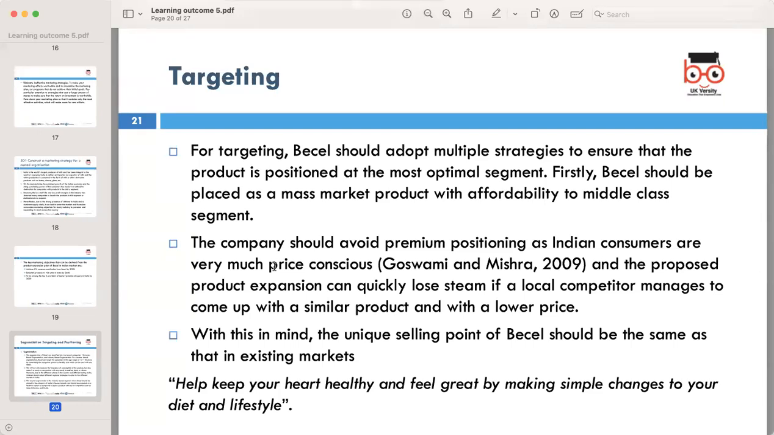Our unique selling point remains consistent with our global positioning: help keep your heart healthy and feel great by making simple changes to your diet and lifestyle. This messaging resonates with health conscious consumers in India.